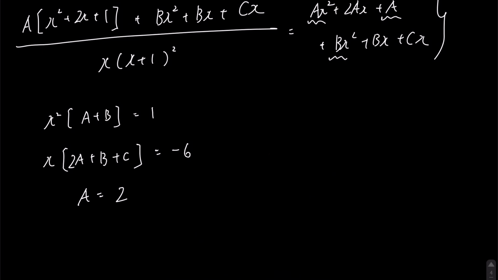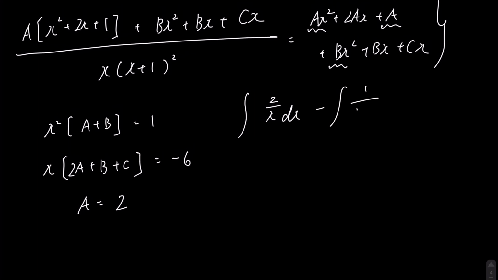So the integral of 2 over x dx minus, the reason we put minus is B is negative 1, so we put a negative in front, the integral of 1 over (x plus 1) dx minus 9 times the integral of 1 over (x plus 1) squared dx. Right now we just have to integrate the functions.